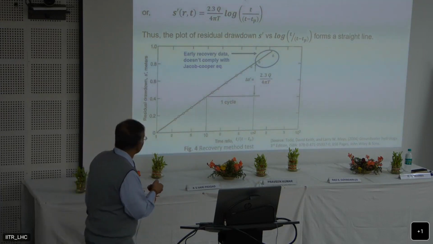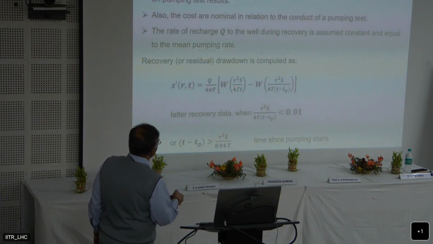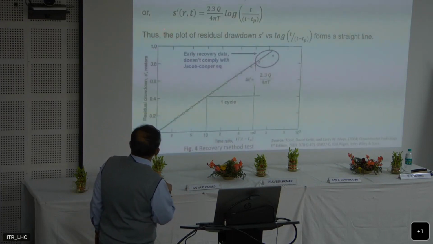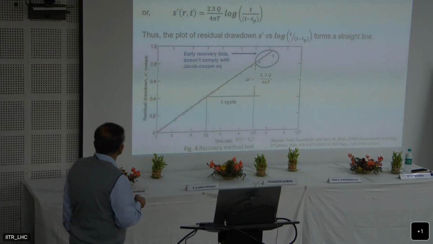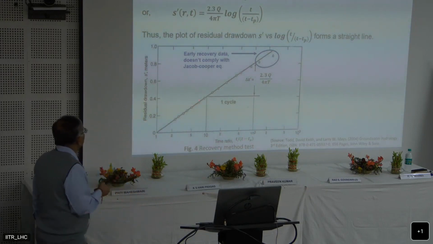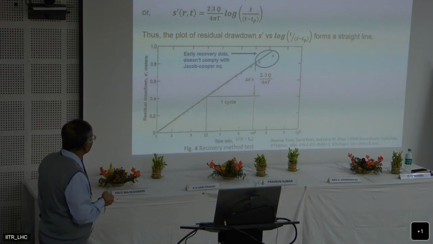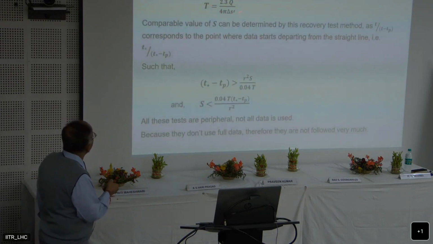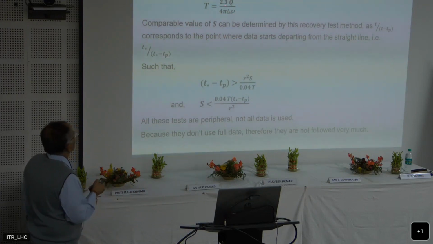So the equation becomes S dash equals 2.3 Q by 4 pi T into log of T by T minus TP. You plot the graph of the residual drawdown versus the time ratio T by T minus TP. So again you have a Cooper-Jacob equation, which you can use to get the transmissivity. The residual drawdown per log cycle, you take delta S dash and find out T.